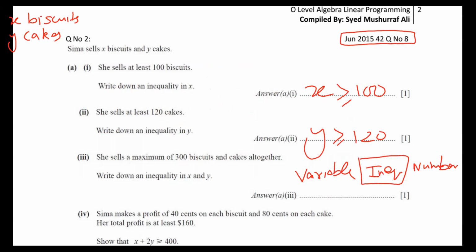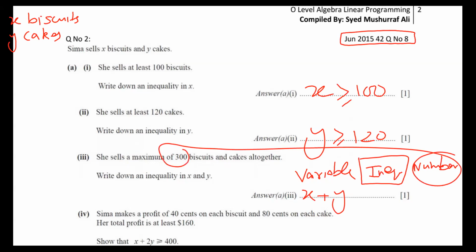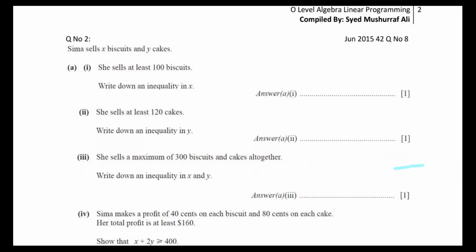Now maximum 300 biscuits and cakes all together. When it's biscuits and cakes all together, it means X plus Y. Look, I wrote the variable, now I write the number, and the number is 300. Now the interesting part, what is the inequality? So let's find out the inequality.